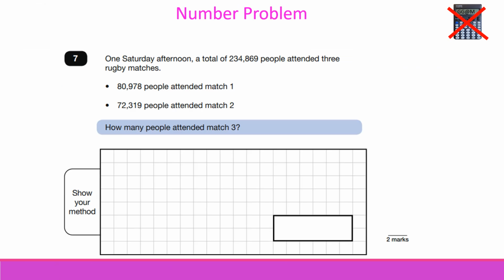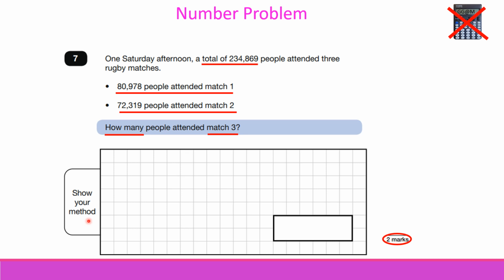In this question, we're going to be looking at a number problem, and we're going to be looking at some keywords in the question. So we've got a total of 234,869. 80,978 people attended match 1. 72,319 attended match 2. And you've got to work out how many people attended match 3. So these are the keywords in the question. And this is worth 2 marks in the exam. And on the left-hand side, it says you must show your method.